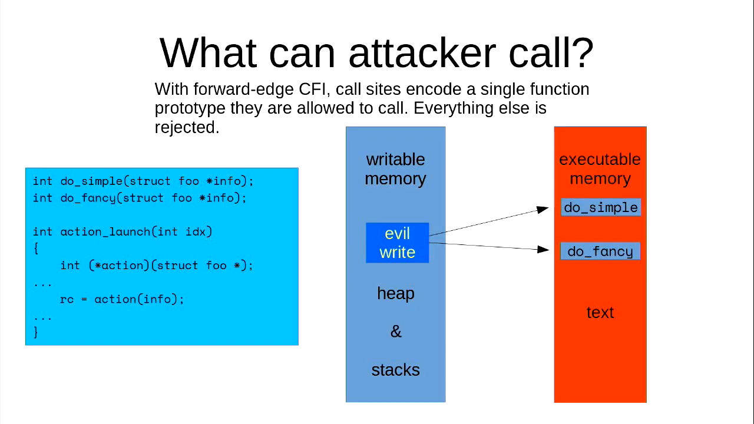So to reuse this from before, you have a write, and you have a couple functions that have the same type. Now instead of every byte in the entire text, you can only call into matching function prototypes, which narrows what you can get at quite a bit.